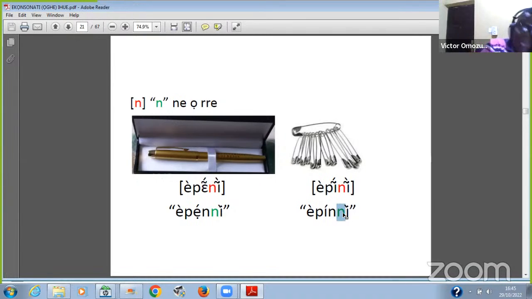Whereas the other one is a digraph that is realized either as in a penny or as in a penny. So let us note that also.